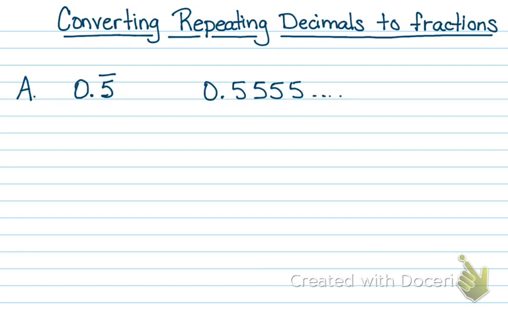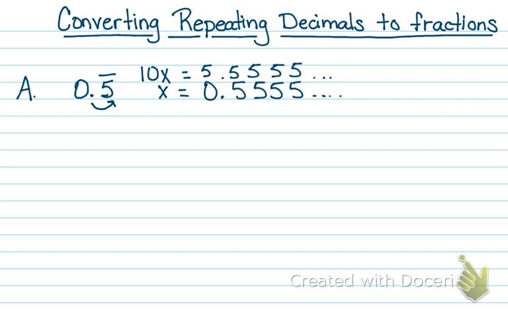So the first thing we're going to do is call what this is, as we wrote it repeating out, we're going to call it x. So we're going to say x is 0.5555 repeating. Now, I want to get it to where I can cancel out or get rid of the repeating part. So I know that if I move my decimal place one place over, I have to multiply by 10. So that means if I multiply this by 10, 10x, I end up with 5.5555 and so forth repeating.